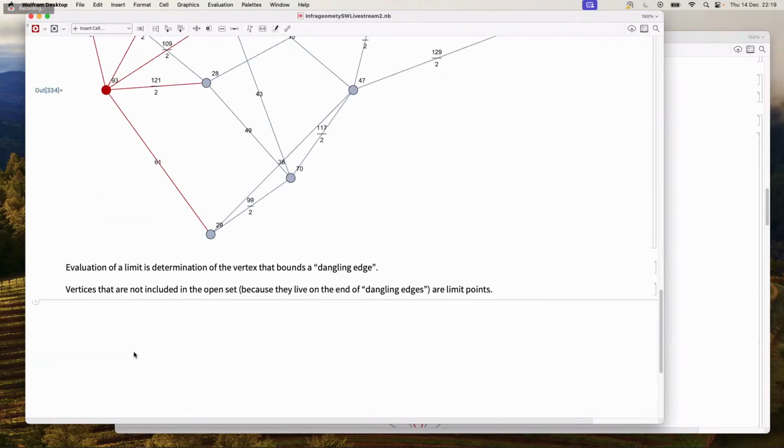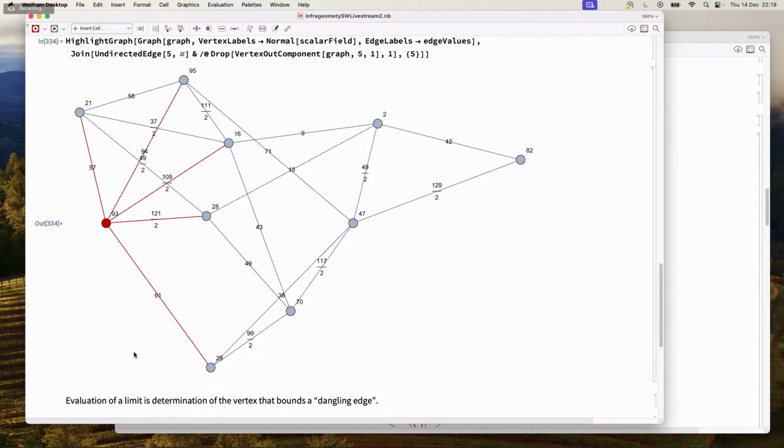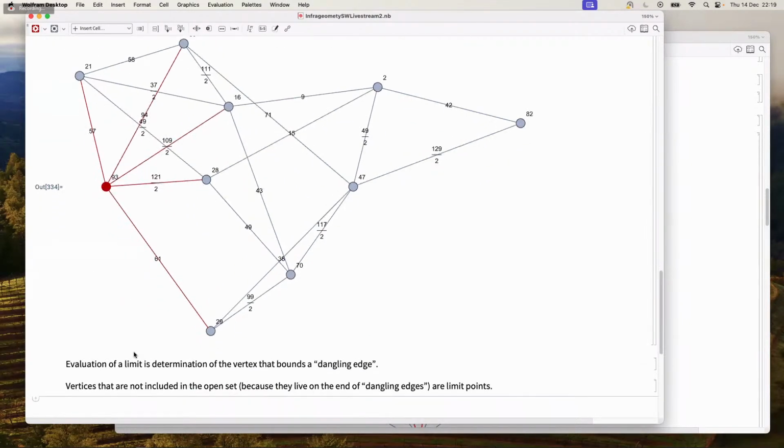Right, but in a closed set there are no dangling edges. So it's probably just a walk in a closed set. Yes, a limit in a closed set is just a walk, and you'll always be in the closed set as you take these limits. Precisely. This is very nice. I might even understand open sets now.